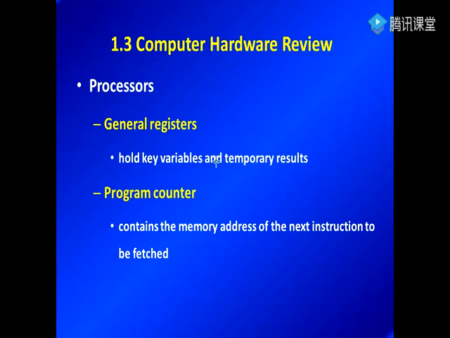So we store the memory address of the next instruction to be fetched in this very important register called the program counter, and we're going to talk about the program counter a lot of times during later learning. So you have to understand what the program counter is.